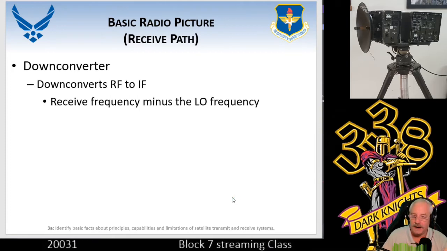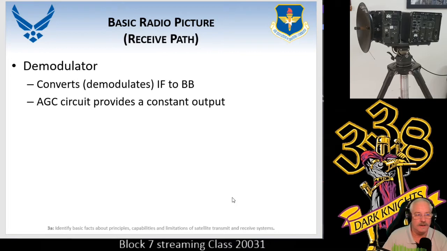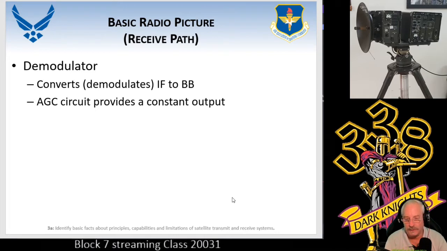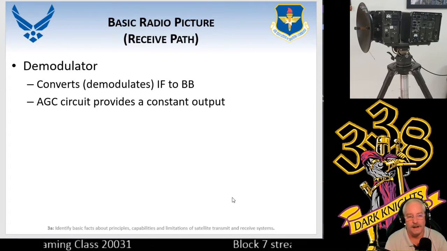Next up, we have a down converter, so we're going to take that RF and go to IF. Again, we're going to use a local oscillator using a phase lock loop. Next up, we have a demodulator, and this is going to take that IF and convert it into baseband. So amplification, this is the recover the baseband, which is received. So you have RF amp, down convert from RF to IF, and IF to baseband.